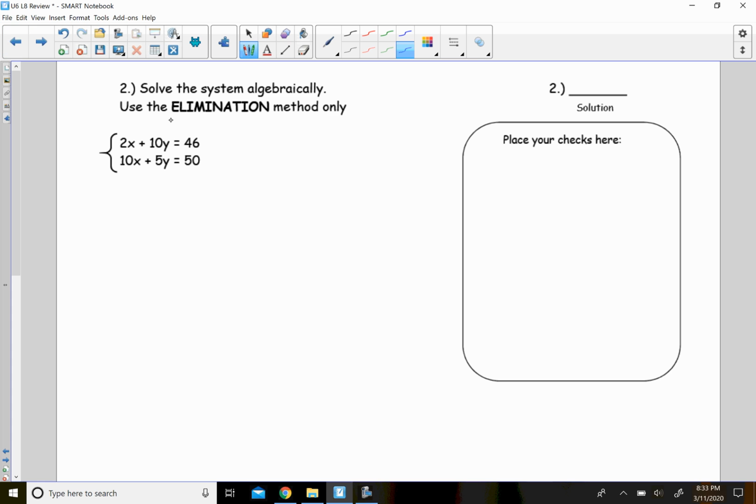And number 2, we're using elimination, which is the same as what we used on that word problem. You can see that the x's are lined up and the y's are lined up. So I'm going to add like terms vertically like you did in first grade. 2x and 10x, that's 12x. 10y plus 5y, that's 15y. So I'm going to stop right there.